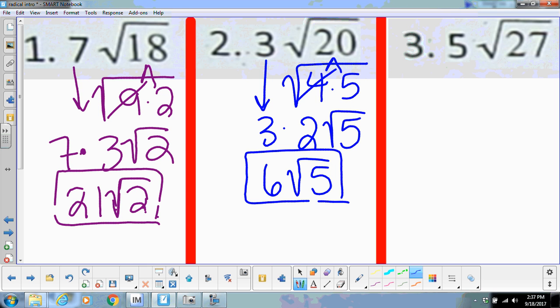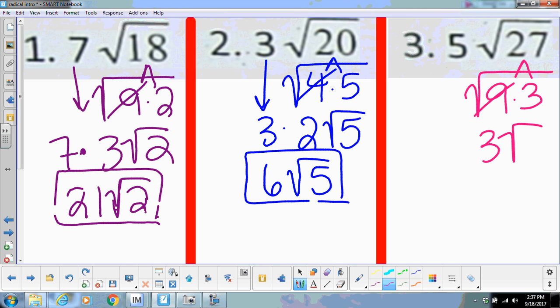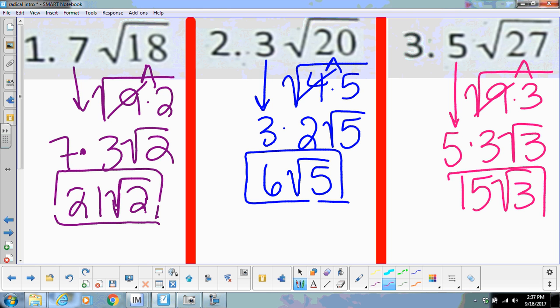All right, and then number 3, for 27, perfect squares, I would use 9 and 3. Square root of 9 is 3, so the 3 comes out, the other 3 stays in. Bring down your 5, and that's going to give you 15 radical 3. Okay, so that's those 3 problems using my perfect squares.